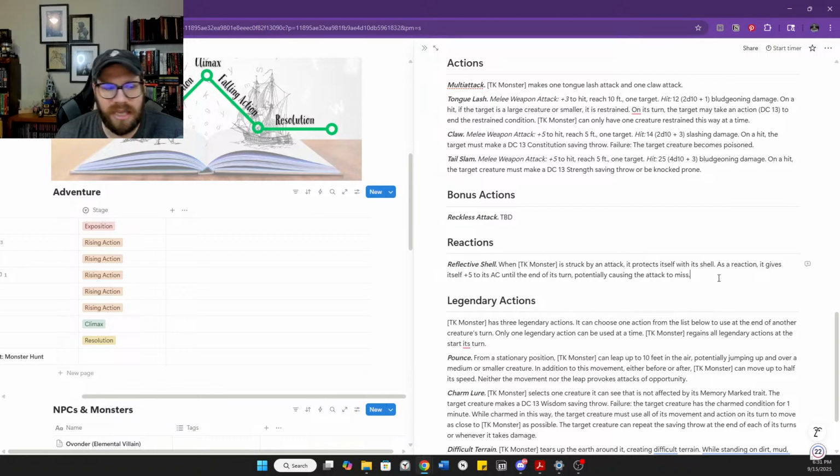Let's keep it at 5 for a minute. Let's do that. We can think about that. And then we have a reckless attack we want to toss in here. So let's see. We could say as a bonus action, TK monster can give itself advantage on attacks during its turn.